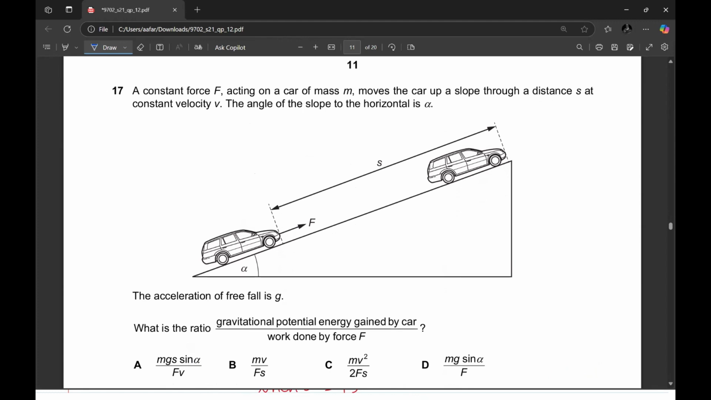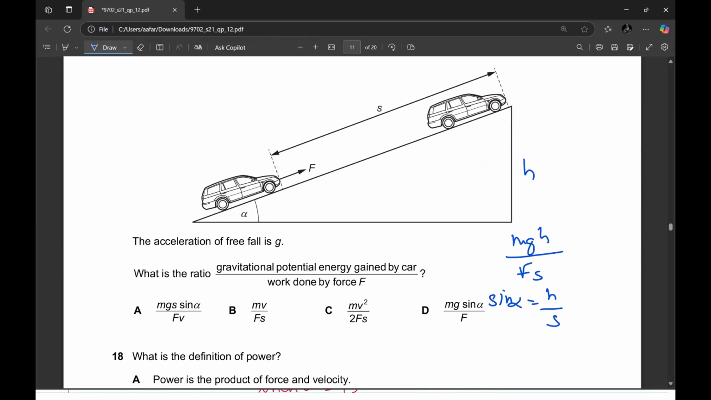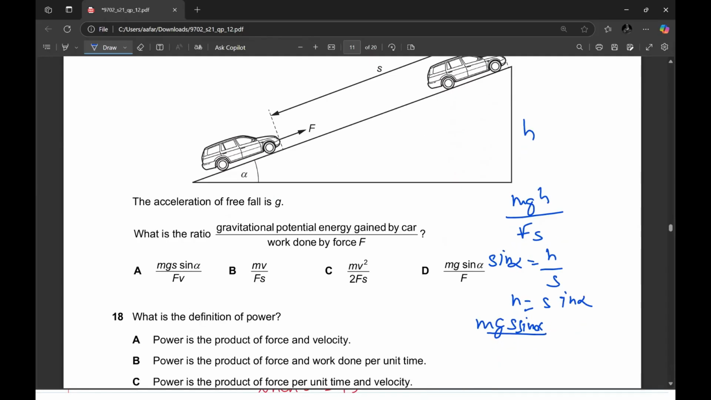So we know that GPE is basically mgh, right? So we need mgh over work done by force, which is Fs. We need to find h, right? We know that sine alpha is equal to h over s, so h is equal to s sine alpha. So mg s sine alpha over Fs. The s cancels out. So mg sine alpha over F.